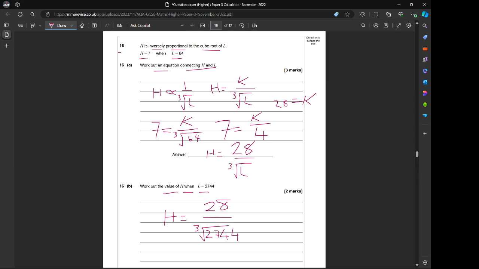So what have we got? We've got 28 divided by... now, how do I do the cube root here? There we go. The cube root of 2,744. So we get the answer of 2. Okay, and that's my answer.